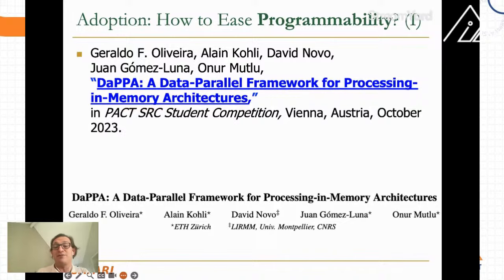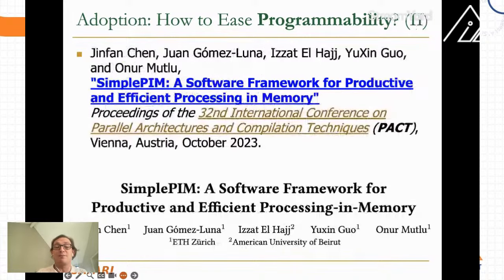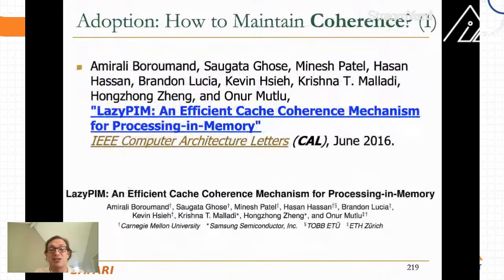I will not go into a lot of detail, but we need to come up with frameworks, data-parallel frameworks, for example. This is a paper that we presented at PACT that uses high-level primitives like map and reduce, et cetera, and adapts them to processing in memory. If people are interested in the software side, this is a very good place to start. The source code is also available online, so you can use that to program UPMEM systems, for example. But this could be adapted to other systems as well.